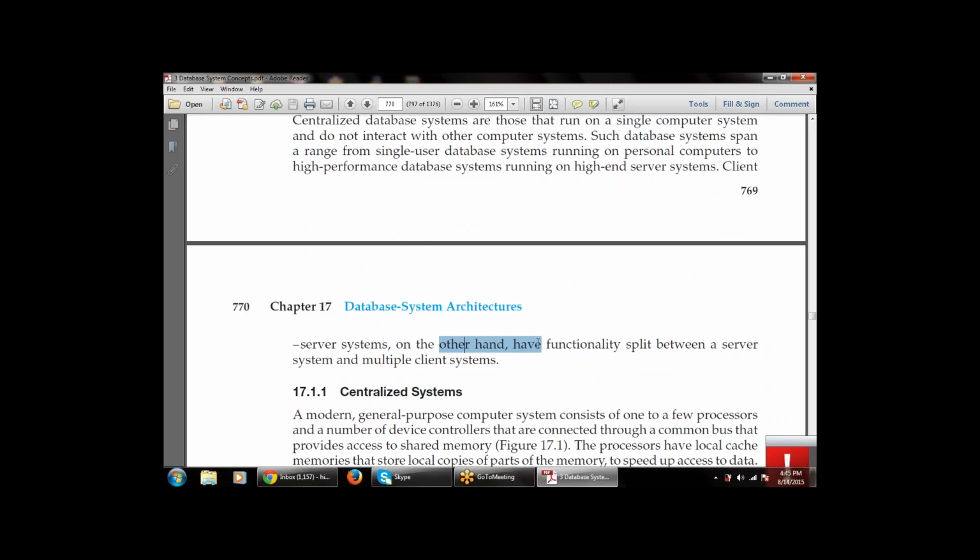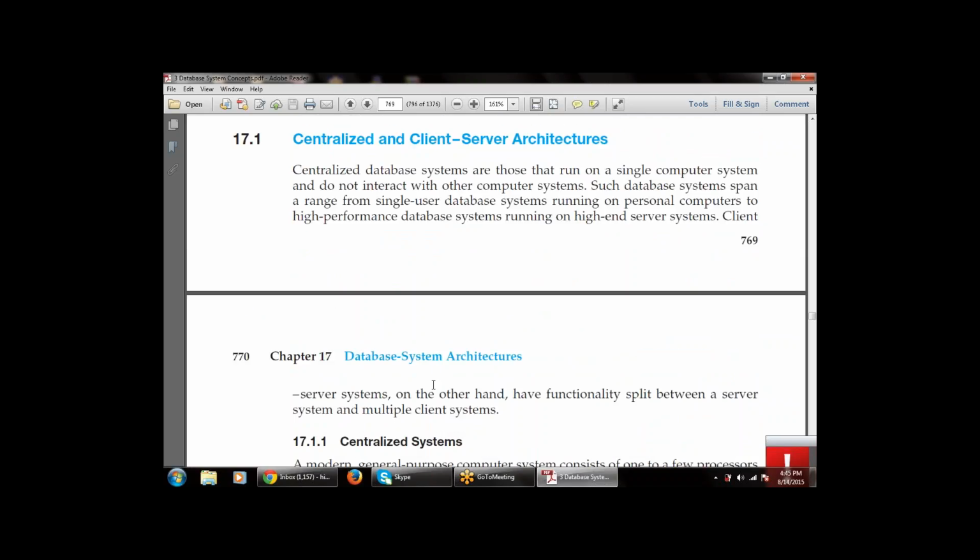A client server system, on the other hand, has functionality split between the server system and multiple client systems. That is, the client server architecture is divided into two parts: one is the server system, and one is the client system. Now the first part is the centralized system.